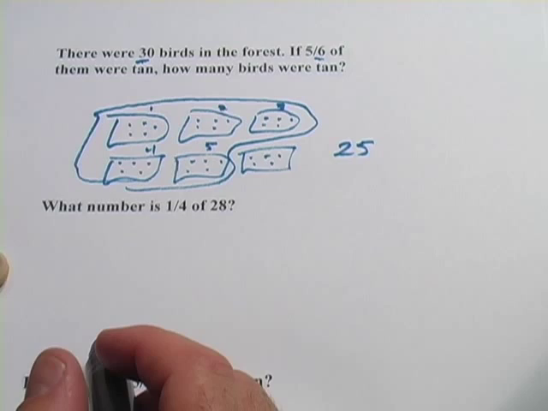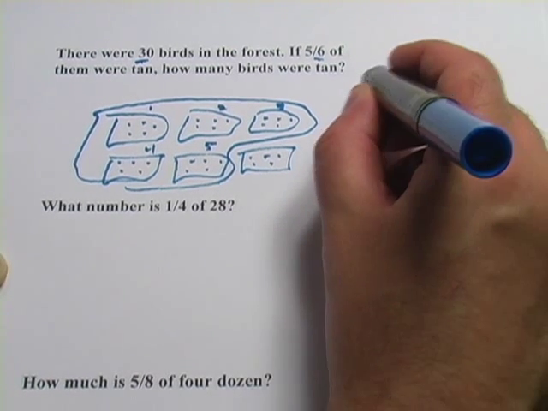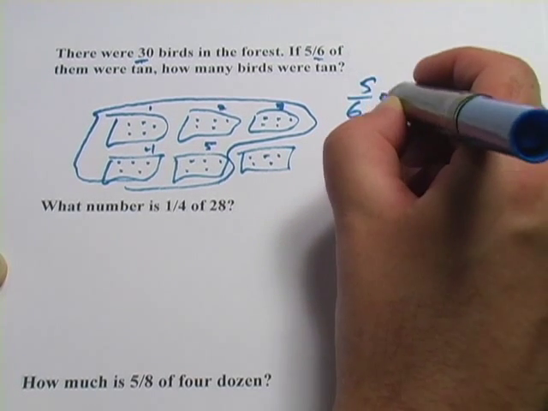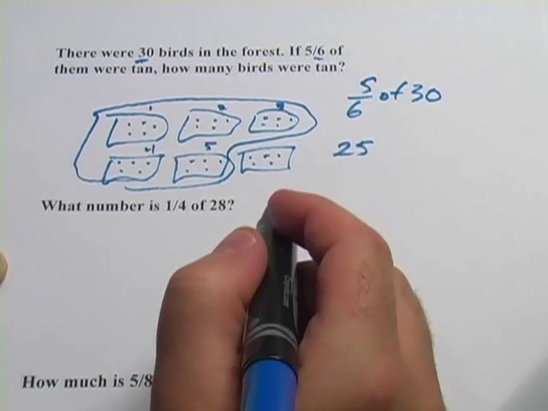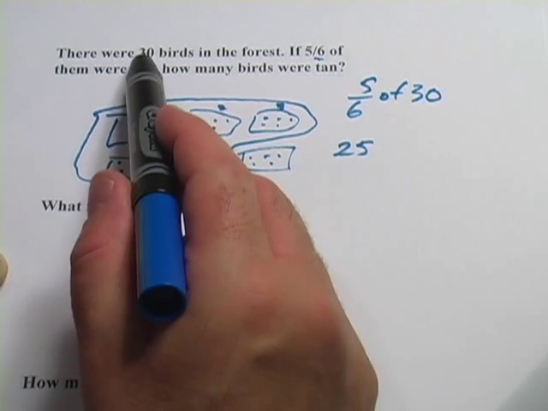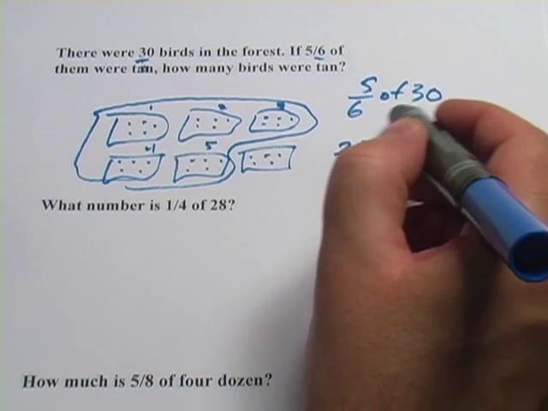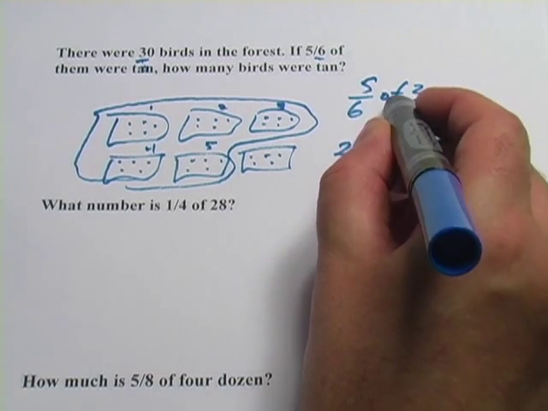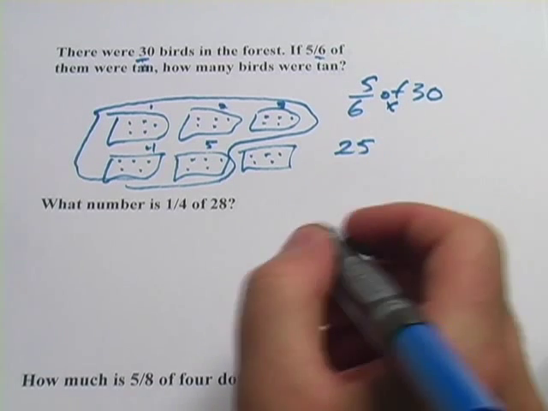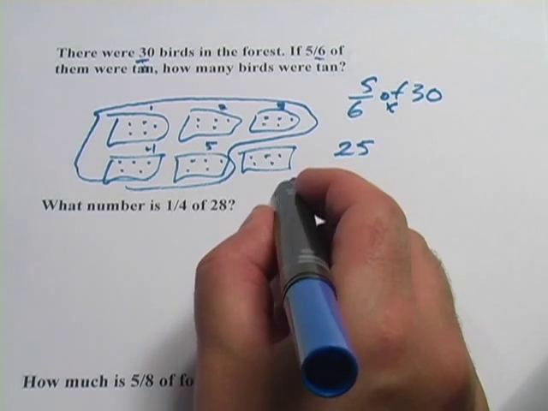Another way to think about this is that you're saying, what is 5/6 of 30? 5/6 of the birds were tan. Well, there were 30 birds, so it's 5/6 of 30. And 5/6 of 30 means 5/6 times 30. Of almost always means multiply in math problems.